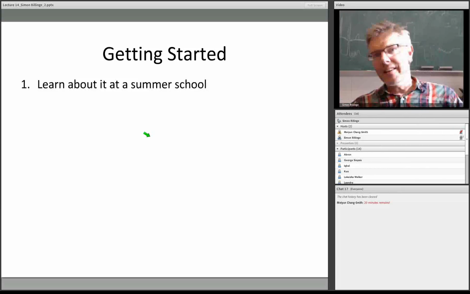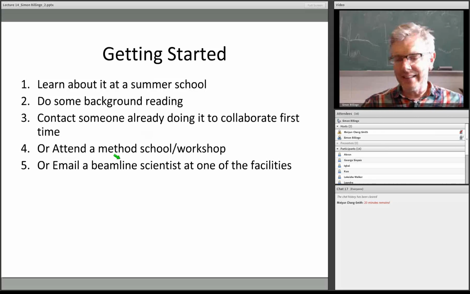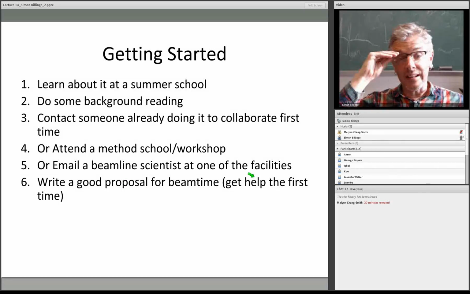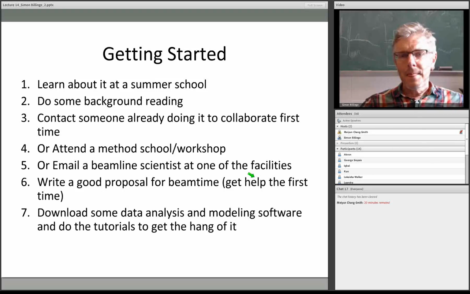Think about doing a summer school, do background reading, and contact someone who's doing it to collaborate for the first time. A lot of the experiments are done at national facilities, and neutron people are used to doing that. So you should email a beamline scientist and get help from them. Write a good proposal for the beam time, and it's a good idea to get help the first time you do that. In other words, collaborate with someone the first time, but after the first time you can do it on your own.